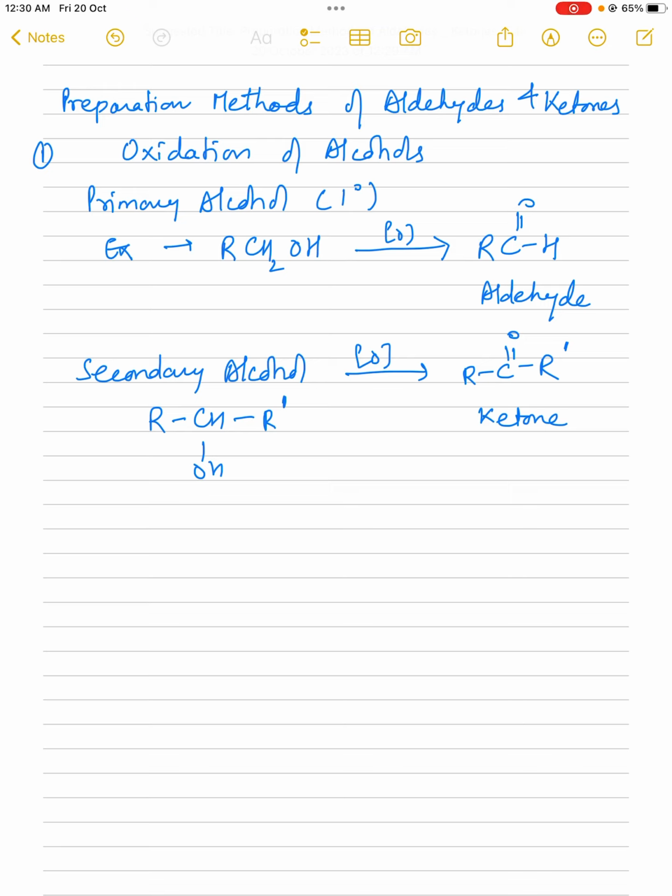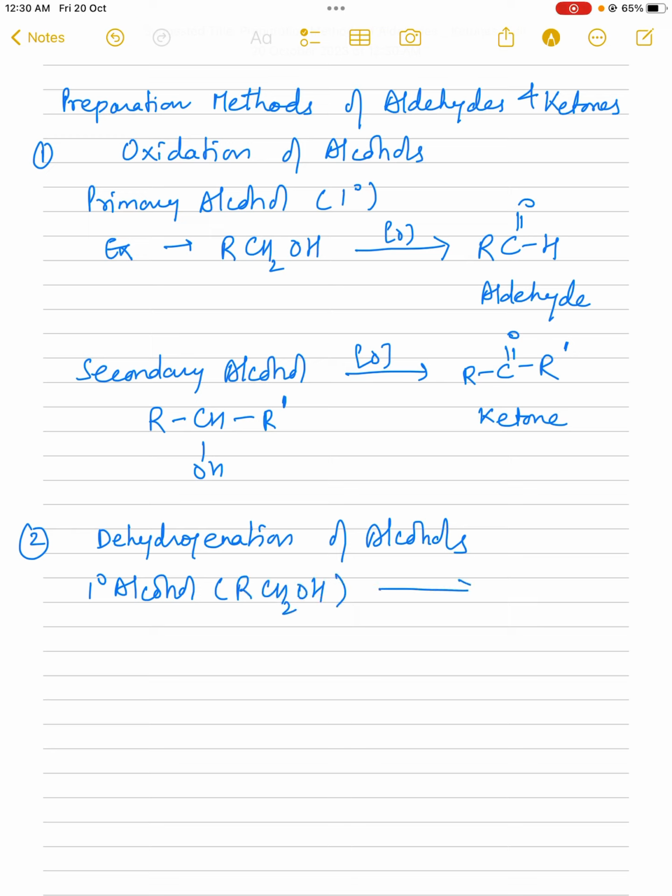Now second method, by dehydrogenation of alcohols. इस मेथड से भी हम एल्डिहाइड्स और कीटोन्स बना सकते हैं. सपोज वी टेक 1 degree alcohol RCH2OH. If we put copper at 300 degrees Celsius, then hydrogen will remove and we will end up with the aldehyde. This is aldehyde.